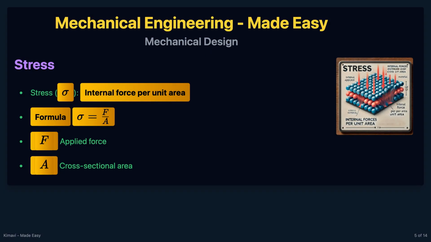Stress, denoted by the Greek letter sigma, is calculated using the formula sigma equals F divided by A, where F is the applied force and A is the cross-sectional area. This formula helps determine the internal force per unit area within a material.